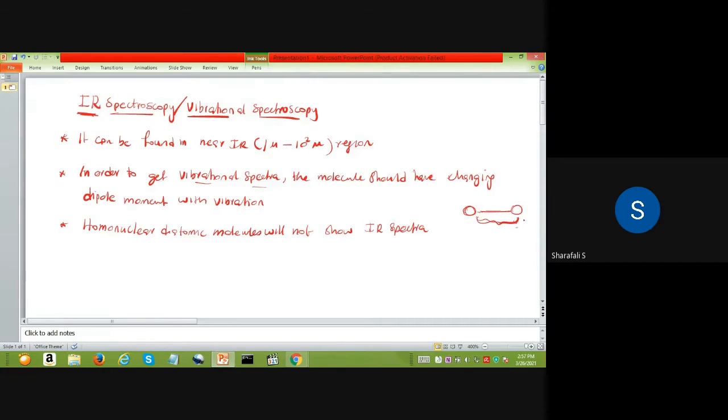For example, O2 or any such molecule which is a homonuclear diatomic molecule will not show any IR spectra because it does not have a permanent dipole moment. Even if they vibrate, they will not produce any change in dipole moment. So molecules with the same atoms will not show any infrared spectrum because they do not have a permanent dipole moment or any change in dipole moment.